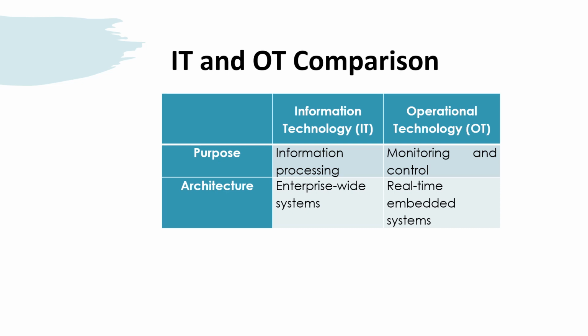On architecture, an IT system consists of all of the enterprise-wide computing and communication systems to support the entire business operation, such as those involving human resources, procurement, accounting, and sales. An OT system is built around embedded systems, sensors, and other equipment that comprise an industrial automation system.